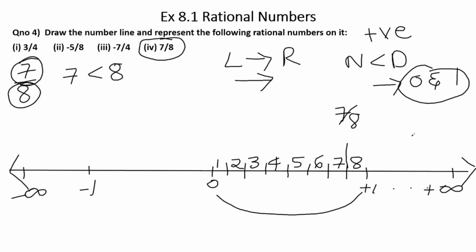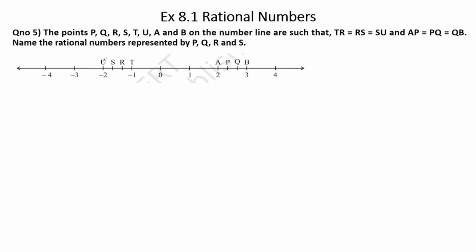Okay, understood? The points P, Q, R, S, T, U, A and B on the number line are such that TR equals RS equals SU and AP equals PQ equals QB. That means these four points on the number line are equidistant. The distance between each of them is equal. Name the rational numbers represented by P, Q, R and S.